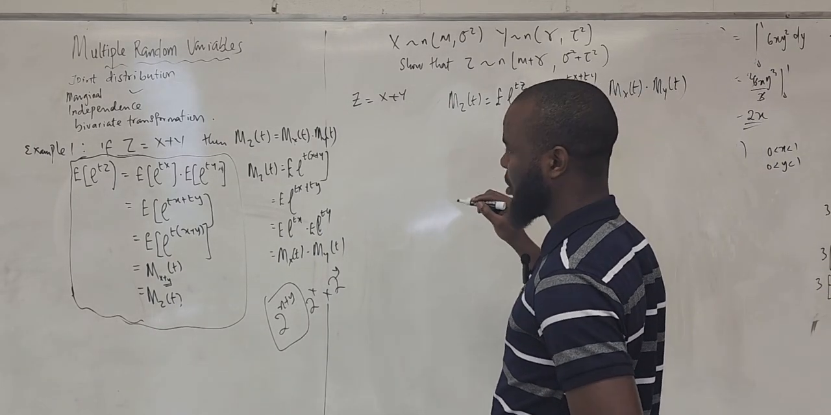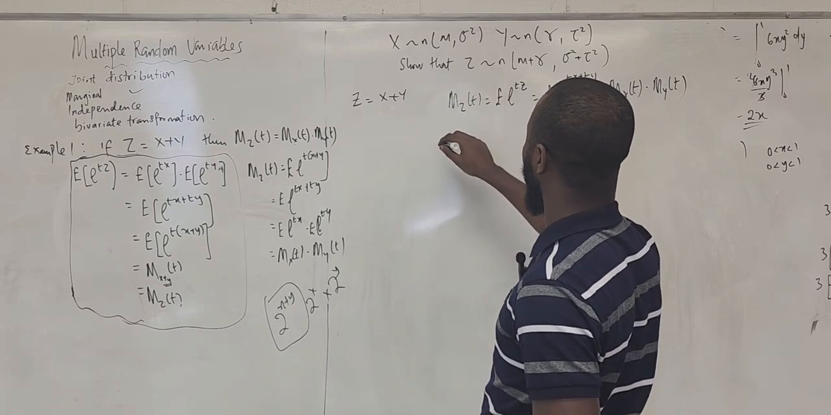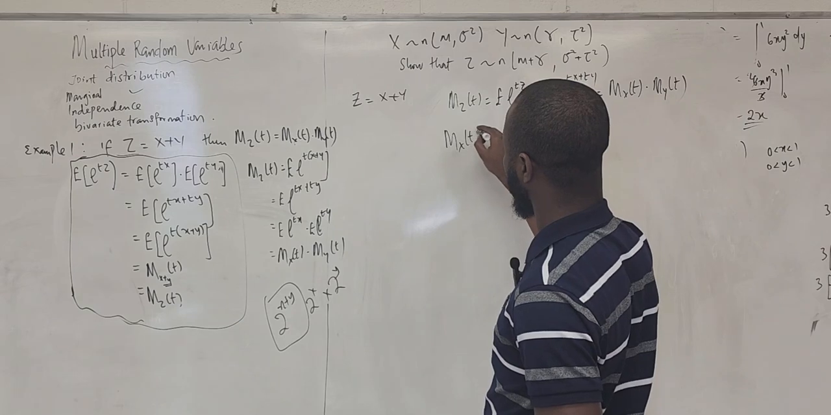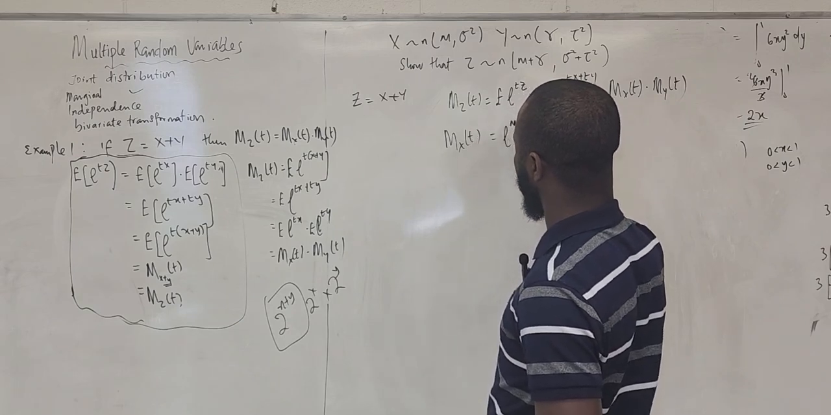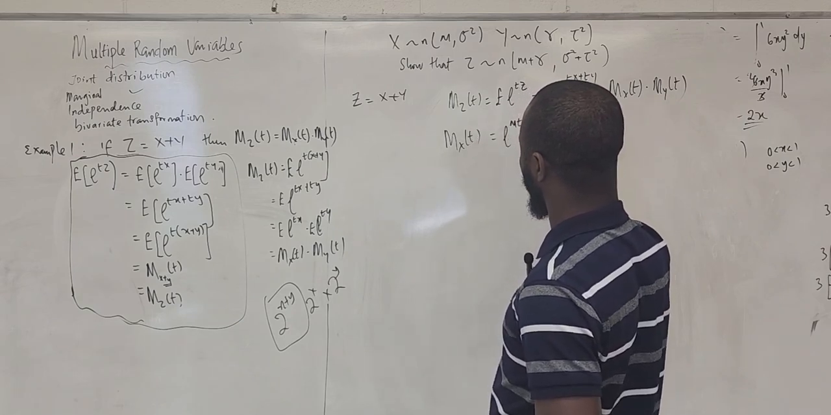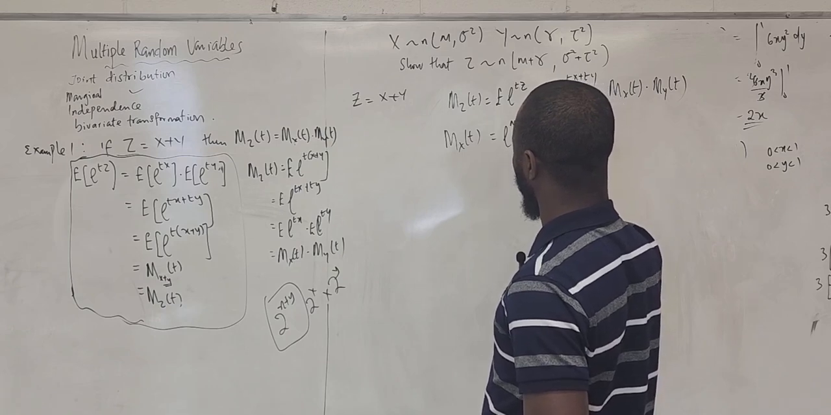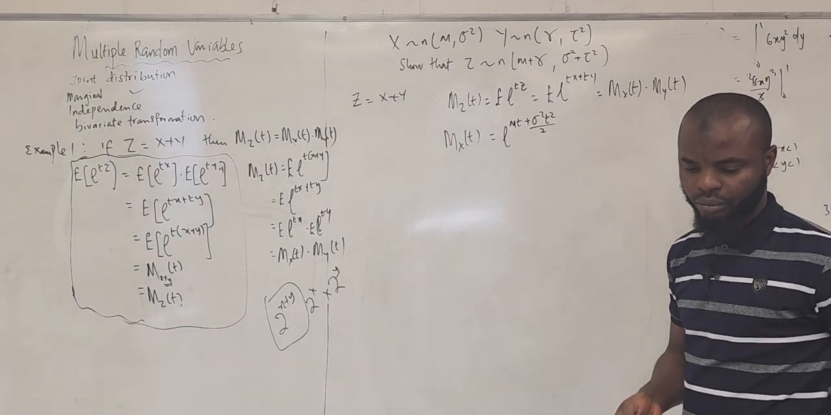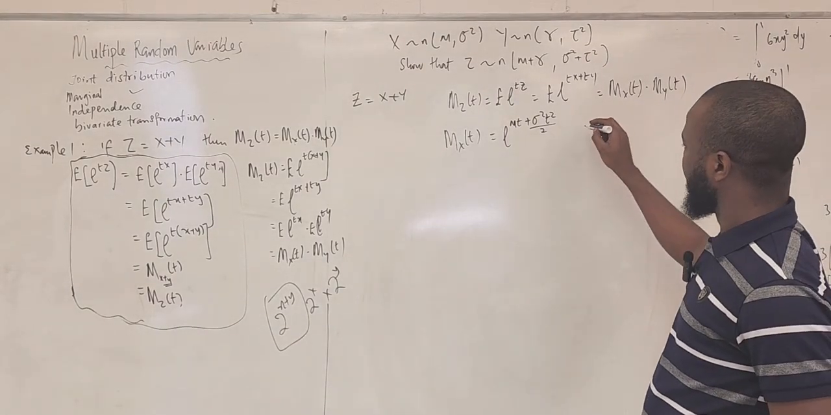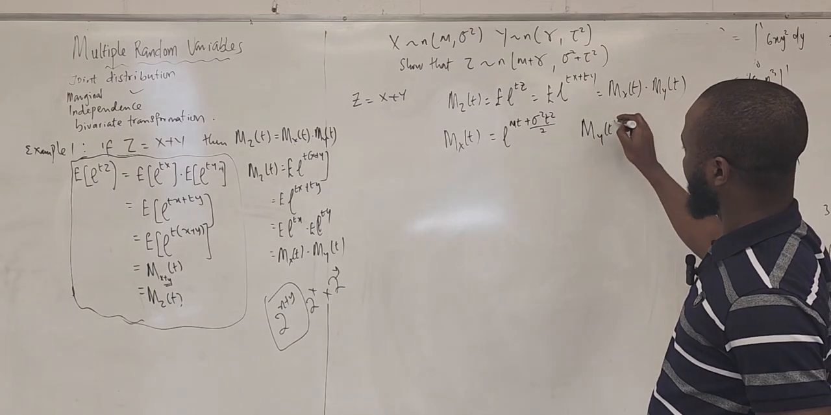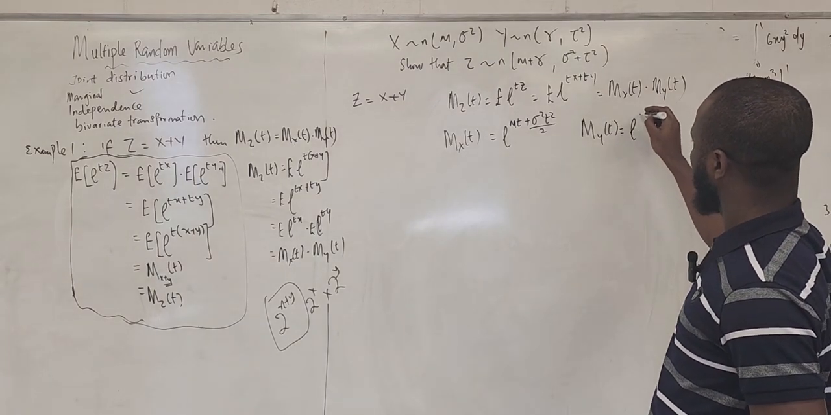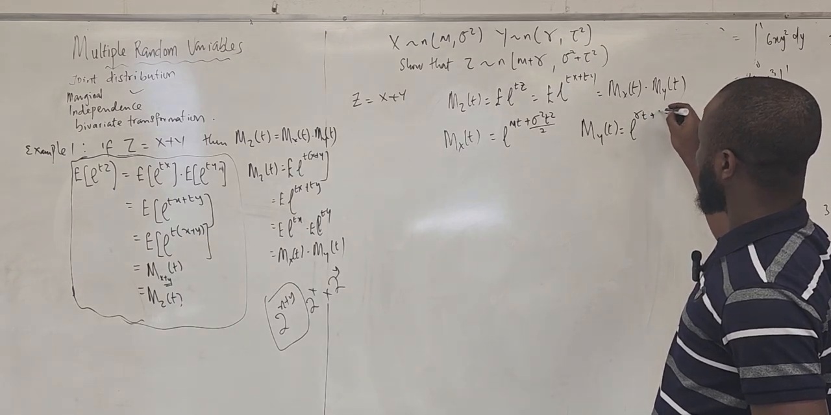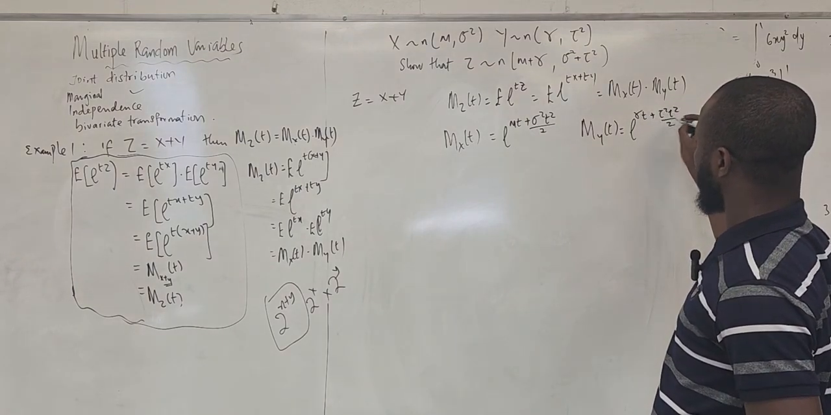Now, it is in question number 1, I remembered. We have X follows normal distribution. The MX of t is exponential mu t plus sigma square t square over 2. The same way for the second one, MY of t equals e raised to mu t plus tau square t square over 2.